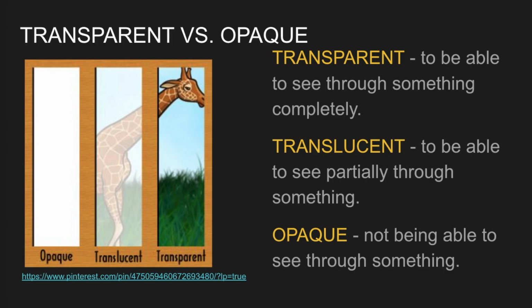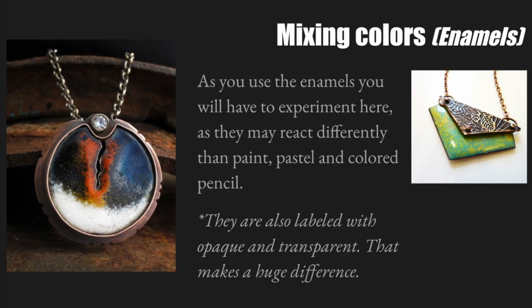Another thing to think about when using materials is opacity. Something that is opaque is a solid color, while something that is transparent is completely see-through. Translucency, however, is being able to see one color through another. When you look at mixing colors, you will have to experiment and try different combinations to see what looks pleasing together.